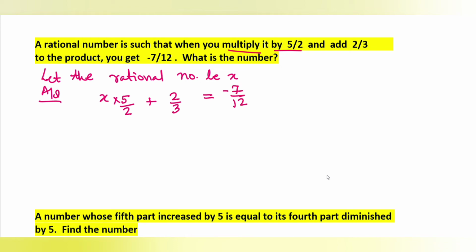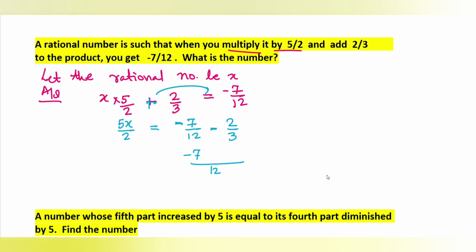Now again move to the like terms and solve for x. 5x upon 2, x into 5 upon 2 means 5x upon 2, plus 2 upon 3 will shift towards the right hand side. So minus 7 upon 12 minus of 2 upon 3, as it is changing the place, so plus will change as negative 2 upon 3. Take the LCM and solve for x. LCM is 12 and both are negative, so same sign, they will add up.